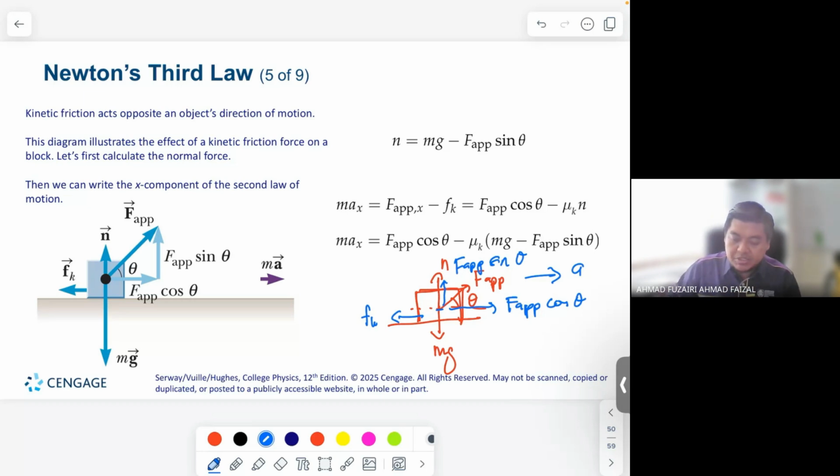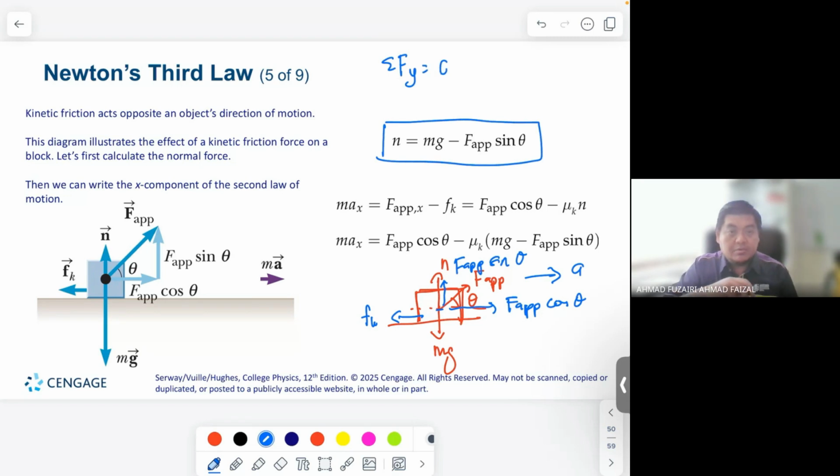As I mentioned, these are the equations involved, and the equations start from the summation of Fy equals 0. Why Fy equals 0? Because in this situation the box is not moving in the y direction. So there is a normal force, and minus mg, and minus F applied for the vertical part.